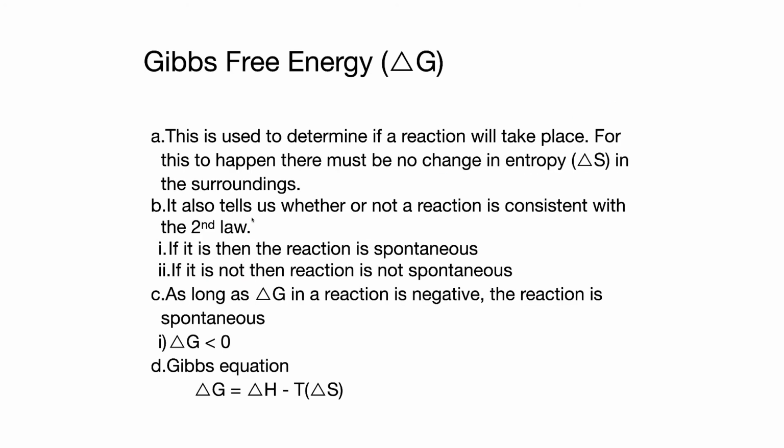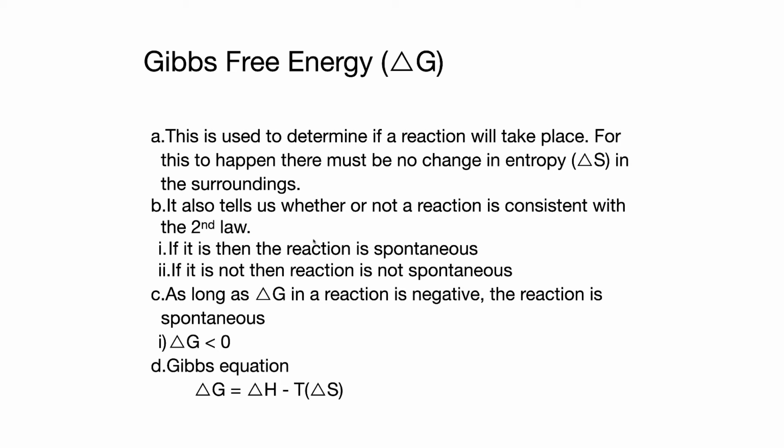All right, so here's our next one. Gibbs free energy, delta G. It's used to determine if a reaction will take place or not, basically whether it's spontaneous or non-spontaneous. And for this to happen, there has to be no change in entropy in the surroundings. As I said before, it can't change. So we've got to account for this.